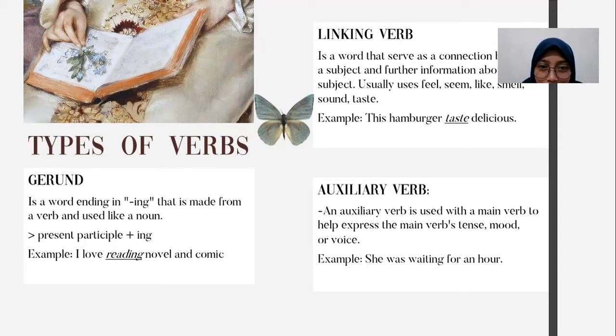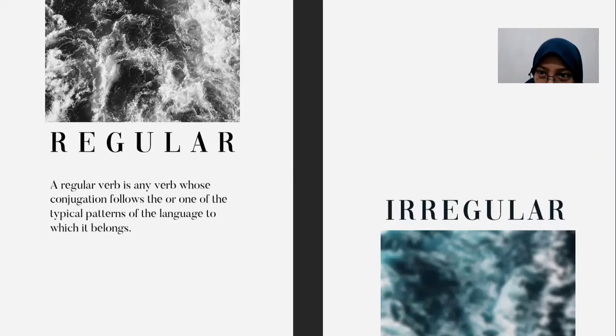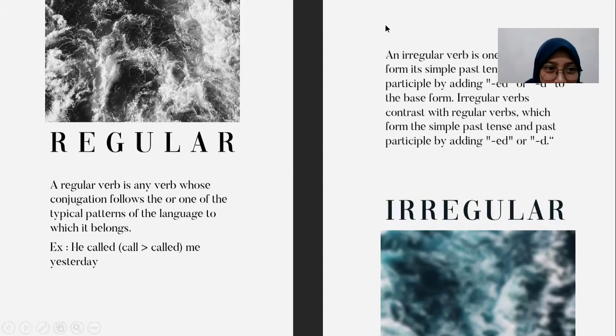And third is auxiliary verb. An auxiliary verb is used with a main verb to help express the main verb's tense, mood, or voice. Example: she was waiting for an hour. And then regular verb.